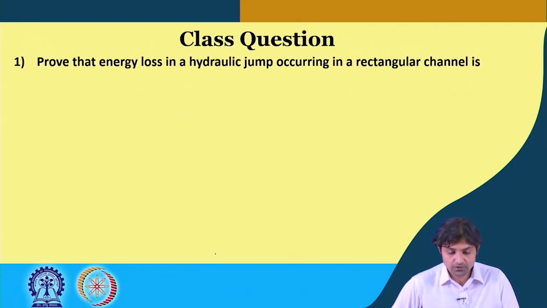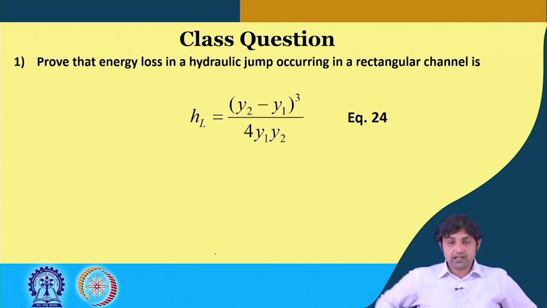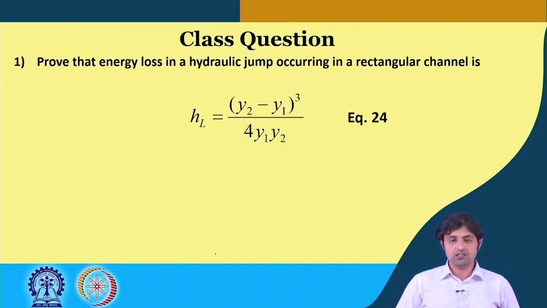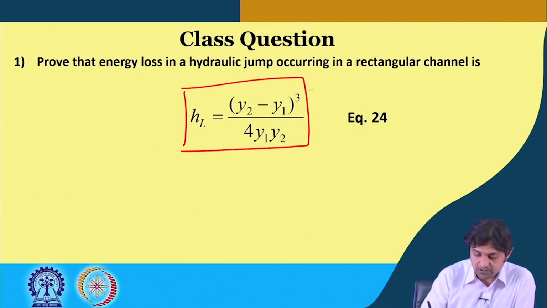Now, we go to another question. We say, prove that the energy loss in a hydraulic jump occurring in a rectangular channel is given by a formula. So, we would try to obtain the head loss directly in terms of y2 and y1. If we know the two depths, because sometimes in exams, in objective type exams like IES and GATE, they simply give you y2 and y1 and ask you to calculate the head loss. So, basically what you must do is, please remember this equation.